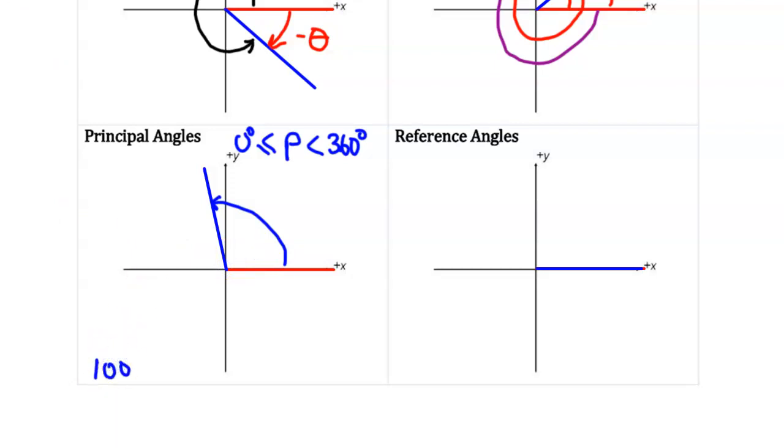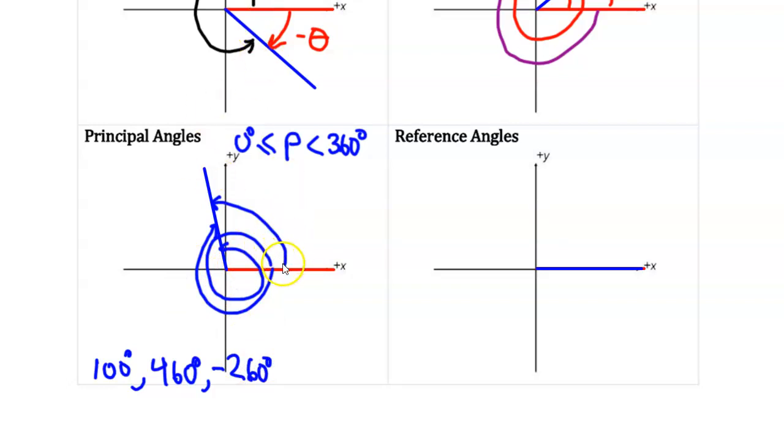So we've got 100 degrees, and then we've got another coterminal angle that kind of wraps around and ends up here. So that would be 360 plus 100, so that'd be 460 degrees. We can also wrap around the other way. So that would be negative 260 degrees. And let's just do maybe one more. The last one, I'll put it in a different color. Maybe we're going around twice.